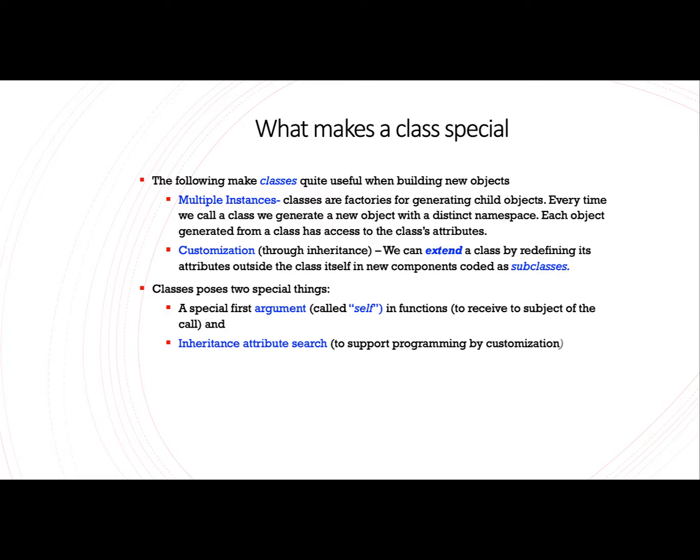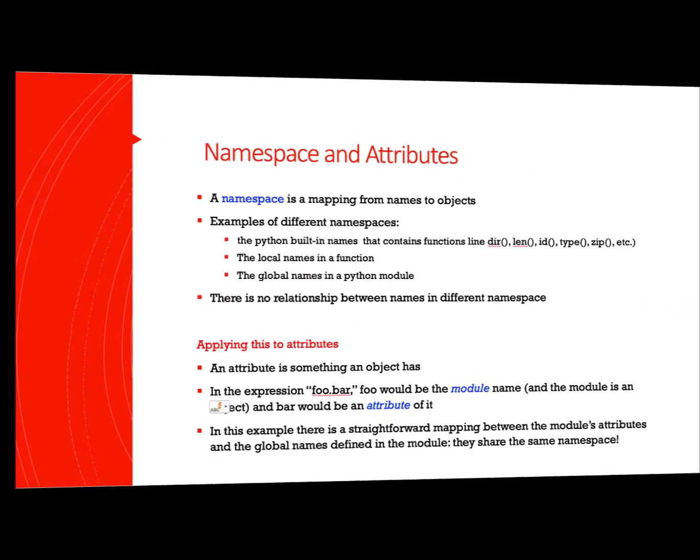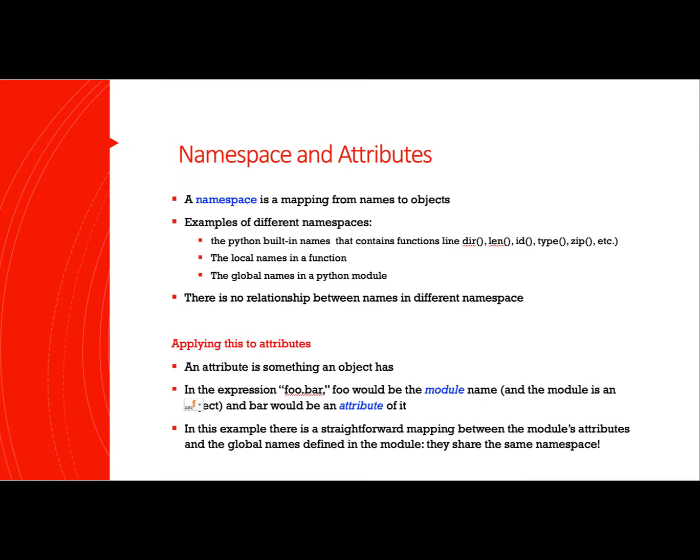We've already covered namespaces in previous classes in this series, but it bears repeating here for classes. A namespace is a mapping from names to objects. Examples of different namespaces: the Python built-in names that contain functions like dir, len, id, type, zip, etc. The local names in a function, or even the global names in a Python module. There is no relationship between names in different namespaces.